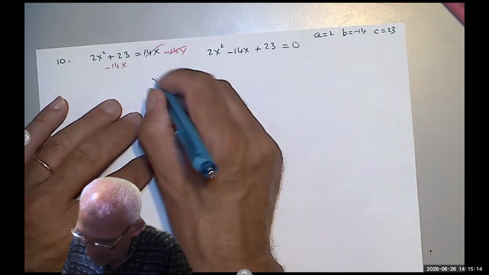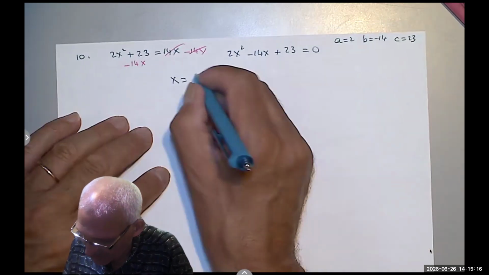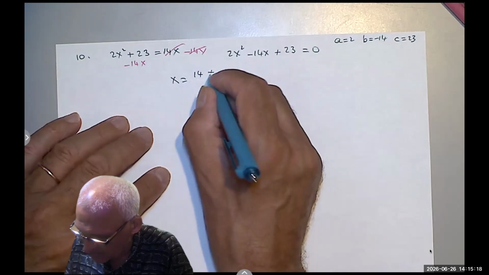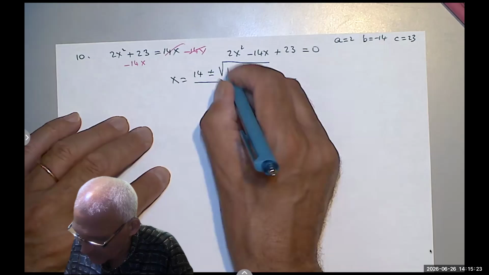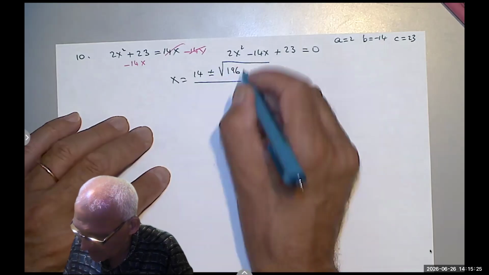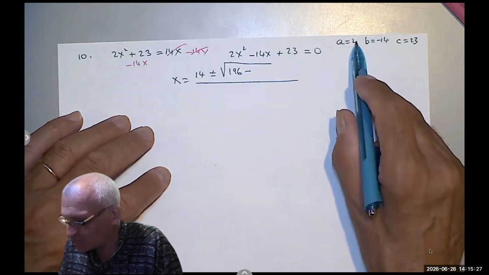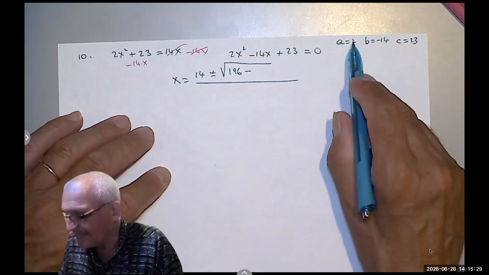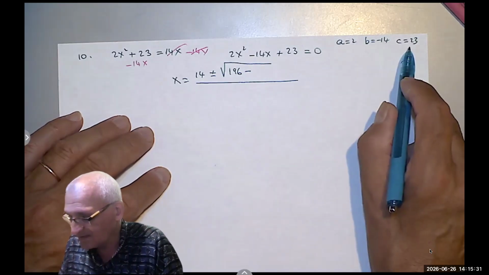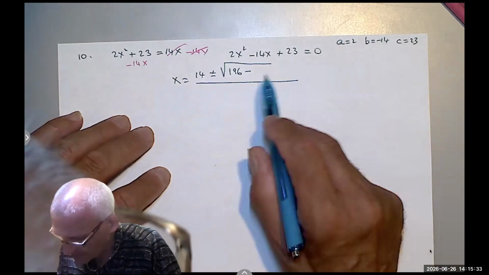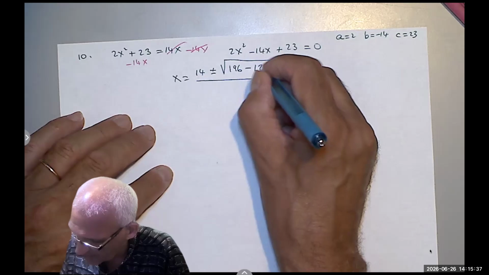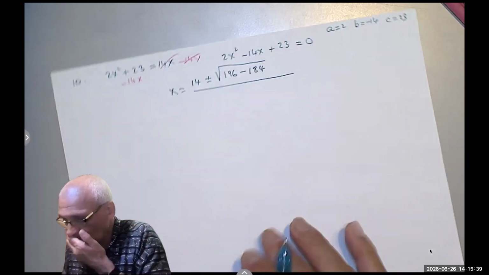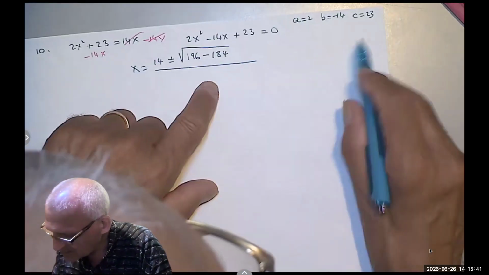So x equals negative b, which is positive 14, plus or minus the square root of 14 squared, which is 196, minus 4 times 2, which is 8, and 8 times 23, so it's 184, right? Yeah.